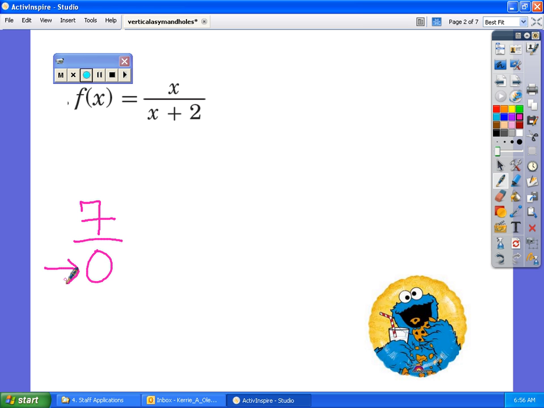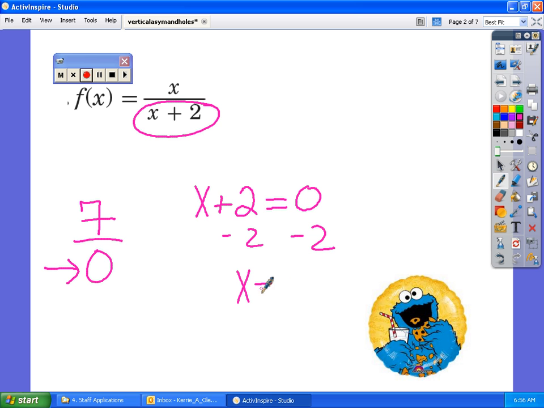So all I'm going to do is take my denominator, x plus 2, set it equal to 0, and solve for x. Subtract 2 from both sides. X equals -2 is my vertical asymptote.